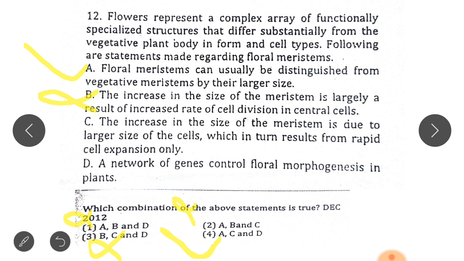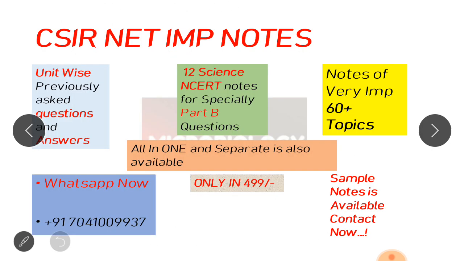Let us go for C and D. The increase in size of the meristem is due to the larger size of the cells, which in turn results from rapid cell expansion. Right? Absolutely right. A network of genes controls morphogenesis in plants. Absolutely right. So answer D will be the correct one.